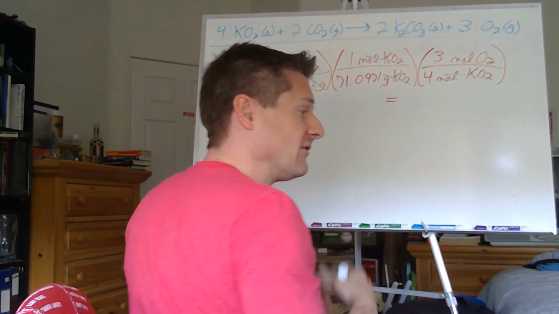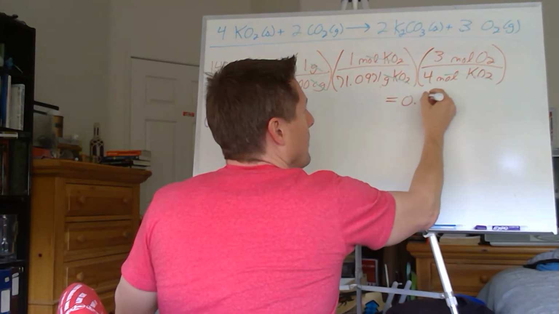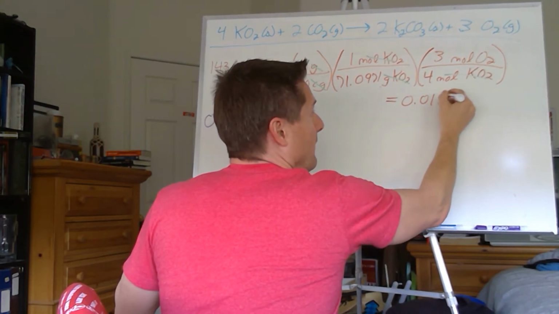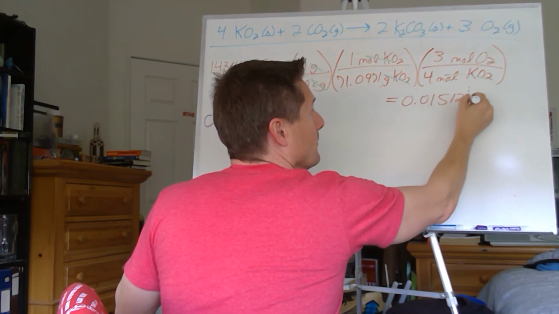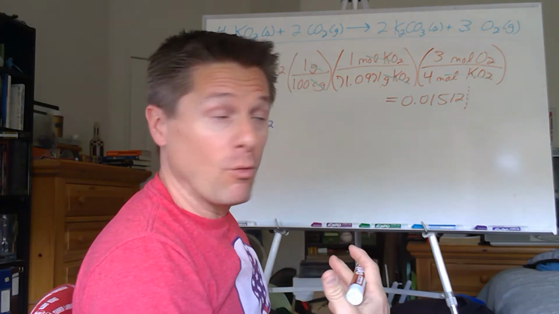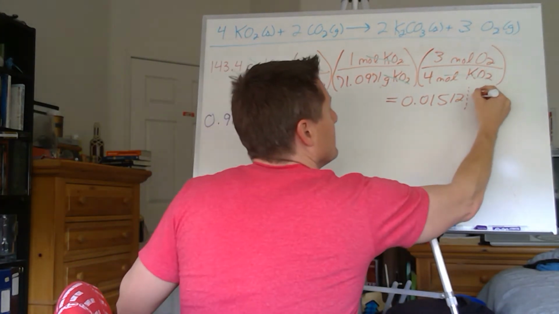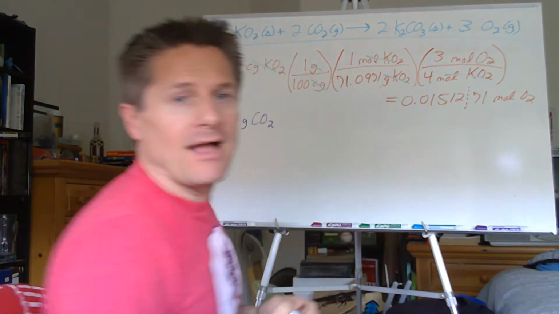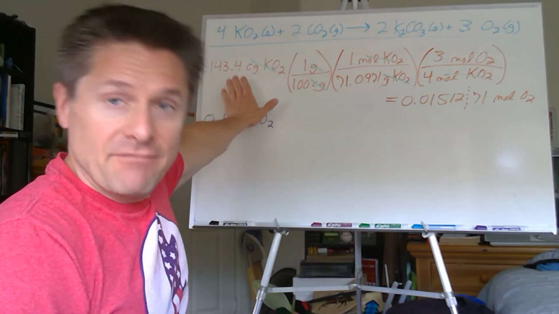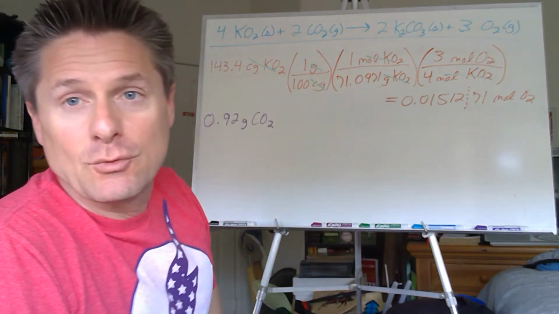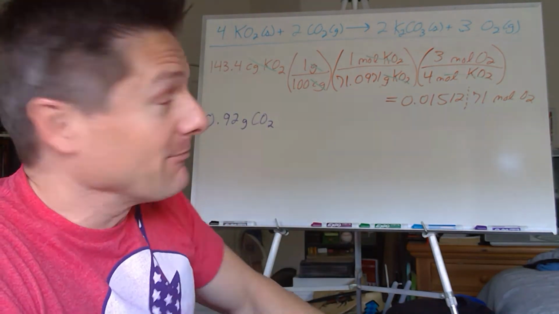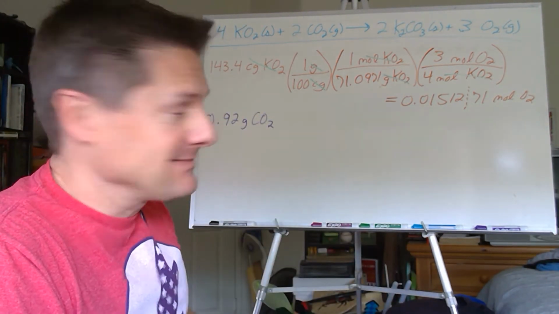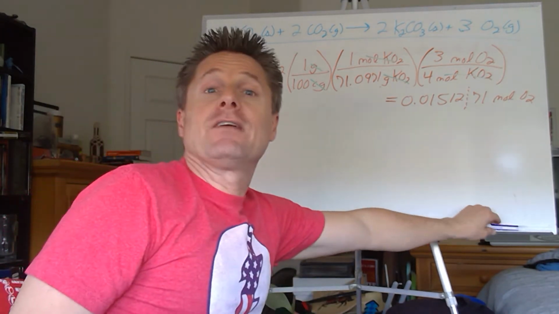So this gives us, if you punch this out, 0.01512 71. Put the vertical dash line after the 4th significant digit. Moles of oxygen. Right? So if that was the limiting reactant, that's how much it would produce. But we don't know if it's the limiting reactant. We've got to test the carbon dioxide now. Let's do the exact same thing for carbon dioxide.